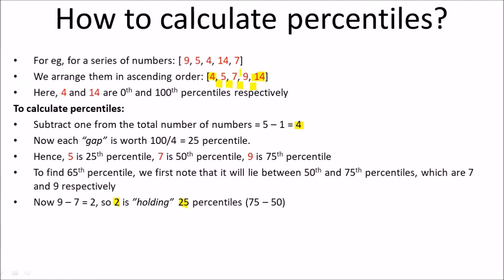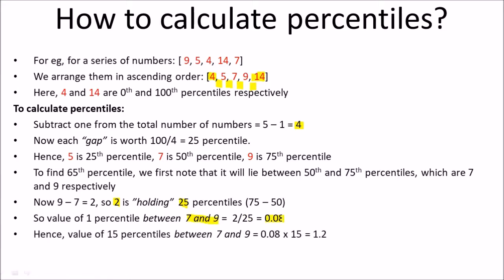So 25 percentiles is equal to 2. So what is 1 percentile equal to? Well, 1 percentile between 7 and 9 is equal to 0.08. So if we calculate 15 percentiles between 7 and 9, we get 0.08 times 15, which is 1.2. Now the 65th percentile can be easily calculated by taking the 50th percentile plus the 15 percentiles, which is 7 plus 1.2, which is 8.2. So this is how we can calculate the intermediate percentile values.